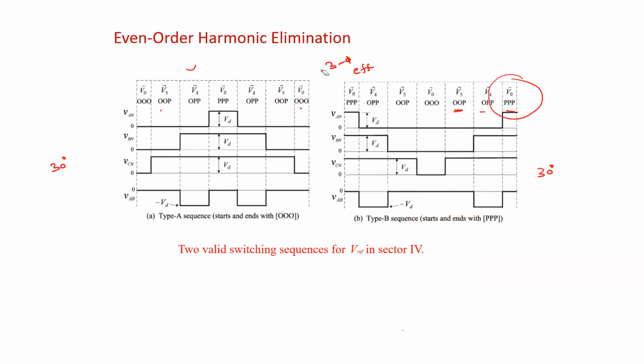Because we are placing it symmetrically. Earlier the waveform was not symmetrical across each sector. Now we are trying to make it symmetrical. Earlier we continuously applied V5 here, V4 here, something like that, so in each 30 degrees or each 60 degrees the waveform was not symmetrical. So now we divide it into two parts, a 30 degree part and another 30 degree part, so that the waveform looks more symmetrical.